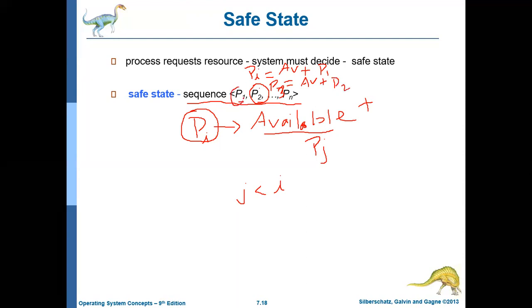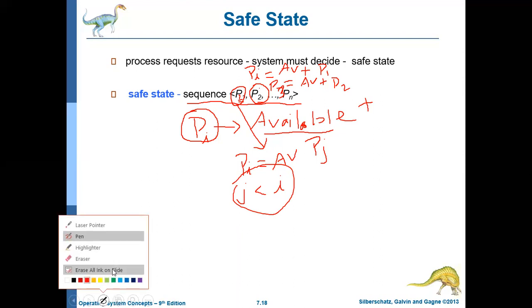But if you take P1, that is the first process, for P1 there is no previous process. There is no process which is less than P1. So in this case, if i is equal to 1, then whatever resources are going to be requested by Pi in the future should be satisfied only by the available resources, because there is no Pj such that j is less than i. So this is what a safe sequence is.